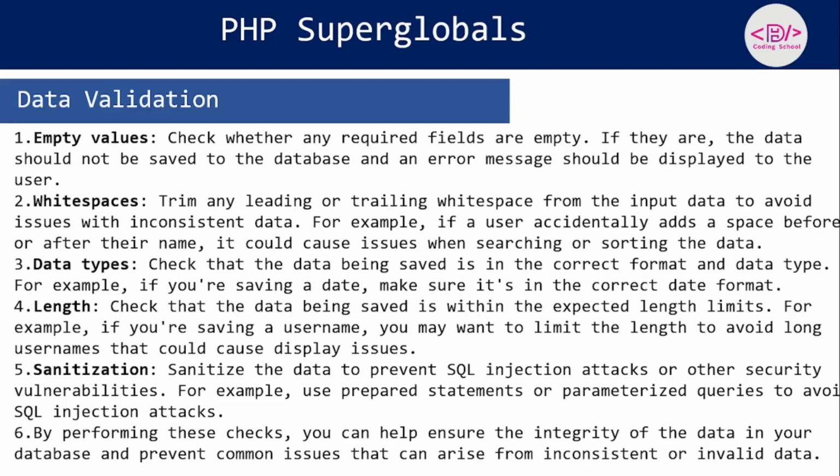Another one that is normally checked is length. You could check that the data being saved is within the expected length limits. For example, if you are saving a username, you may want to limit the length to avoid usernames that could cause display issues. For people who want to put in very long usernames, you could restrict that, and for those who put very short ones, you could also restrict that.